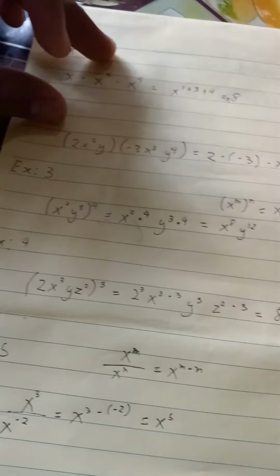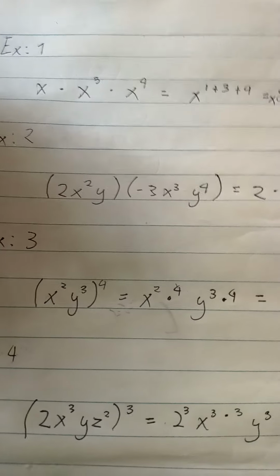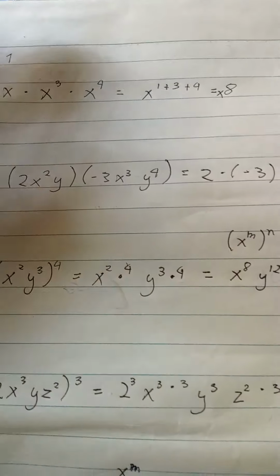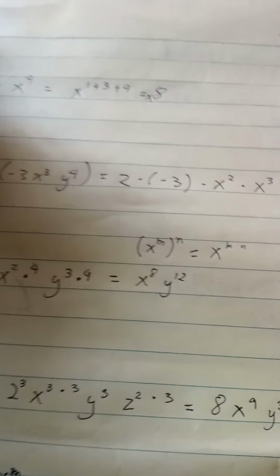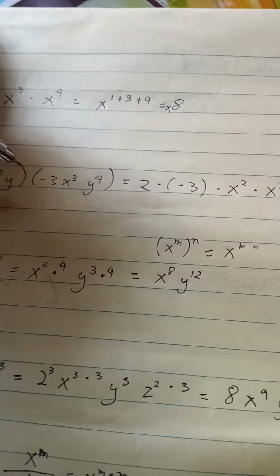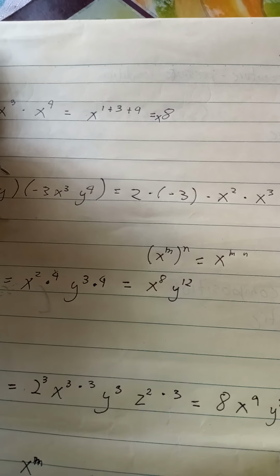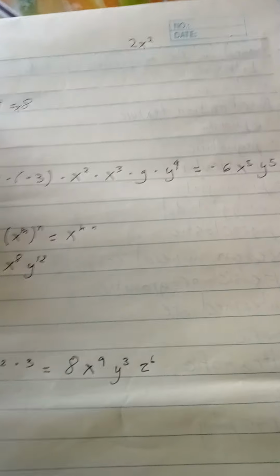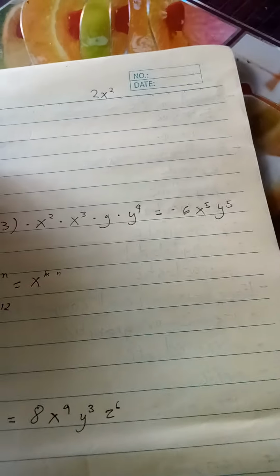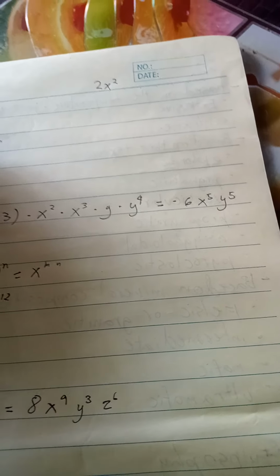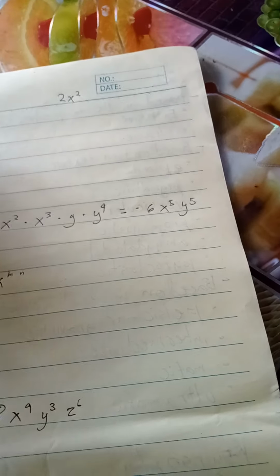Proceeding to the next example: 2x squared y times negative 3x to the power of 3 y to the power of 4 equals 2 times negative 3 times x squared times x to the power of 3 times y to the power of 4.